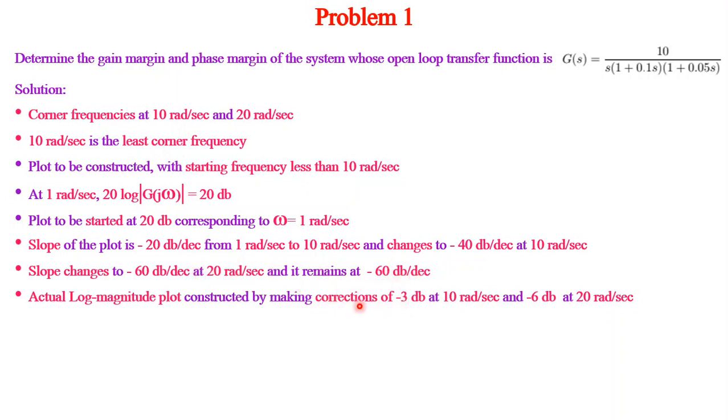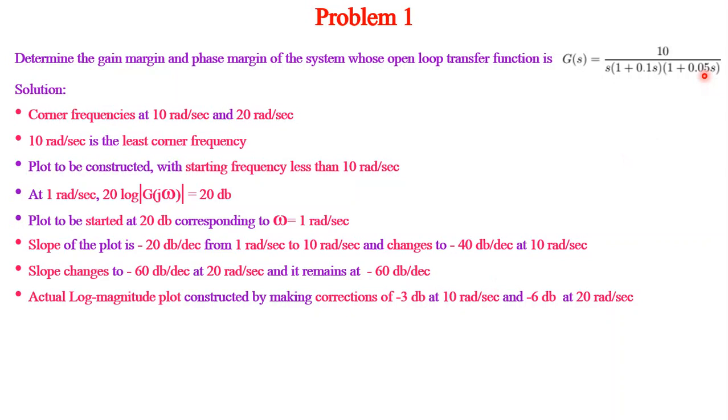Then corrections we have to do: minus 3 dB, minus 6 dB. Why minus 3 dB? Because the corner frequency 0.1 is 10 radian per second, minus 3 dB. At 20 radian per second also we have to make corrections of minus 3 dB. Already, 10 radian per second means at 20 radian per second it will have an influence of, I can say, 1 dB, minus 1 dB.